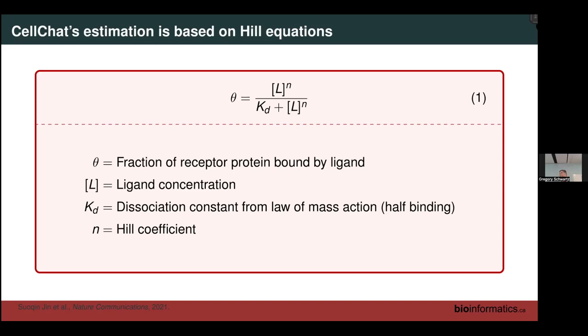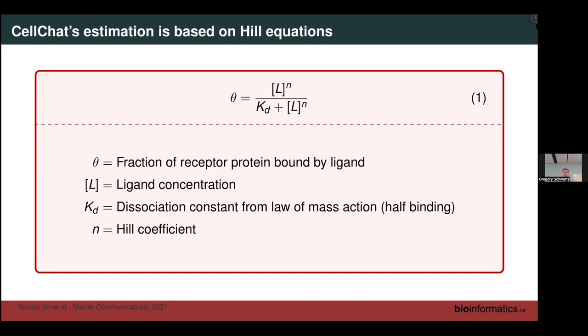CellChat just sets this to 1, so I'm not going to be really talking about it. That just means it's kind of independent of how many ligands receptors are bound. So basically, it's defining the ligand concentration divided by the ligand concentration plus the dissociation constant from the law of mass action, which is basically what is the receptor at half binding concentration. So in CellChat, they define this as 0.5.